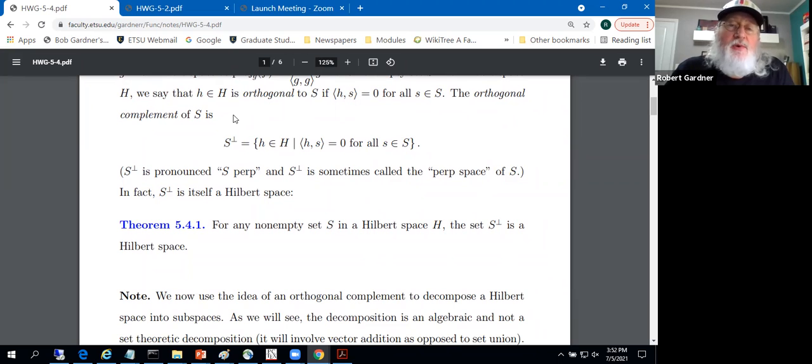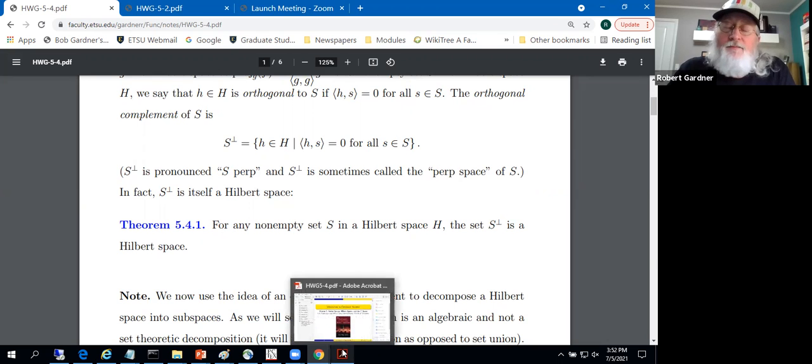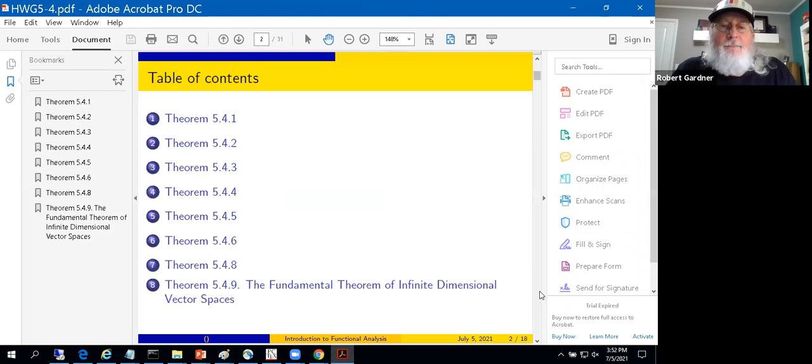So simply a set of vectors, by definition, we can go beyond that and actually show that if we start with Hilbert space H, then this S perp thing itself is a Hilbert space. And that's theorem 5.4.1. Let's look at a proof of that.